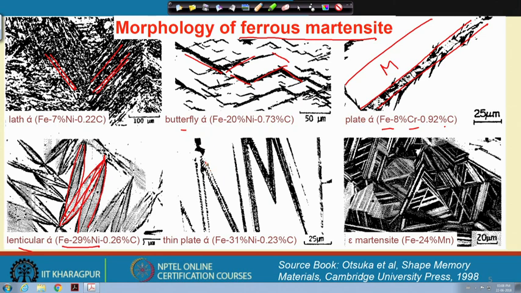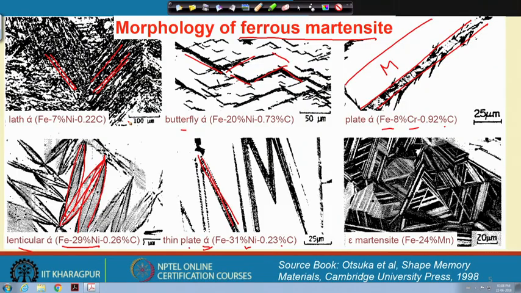Now, very thin plate of alpha dash, which also forms in case of a high nickel content alloy with a very low carbon percentage. Usually it has been observed that if you increase some carbon concentration, or otherwise, the morphology of the martensite depends on the transformation temperature. Means that if MS temperature goes higher, then the morphology will change from lath to thin plate type.